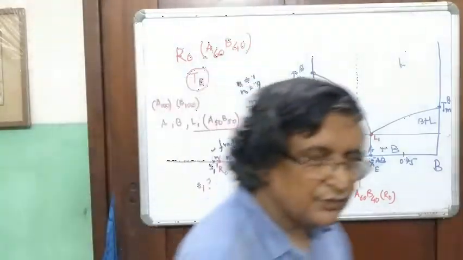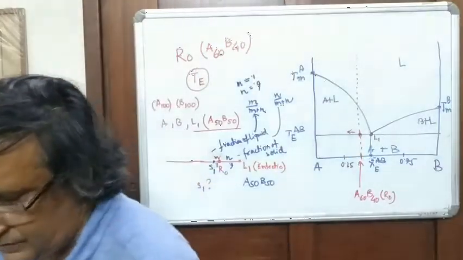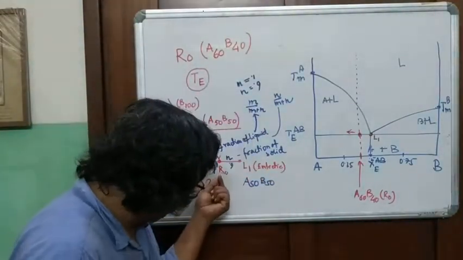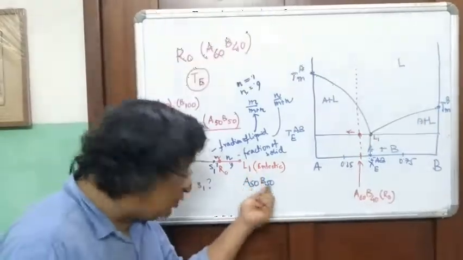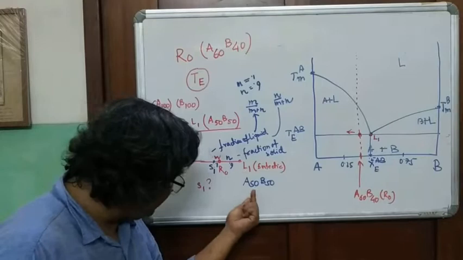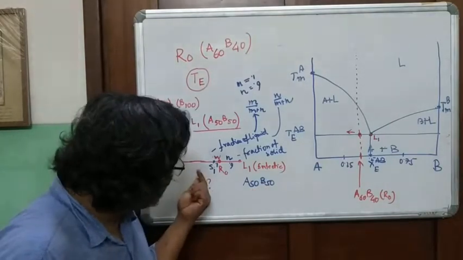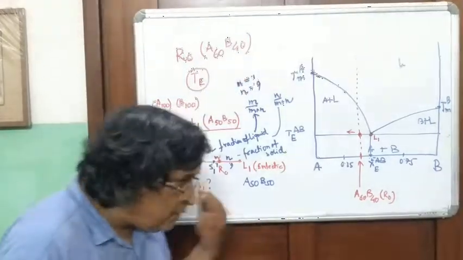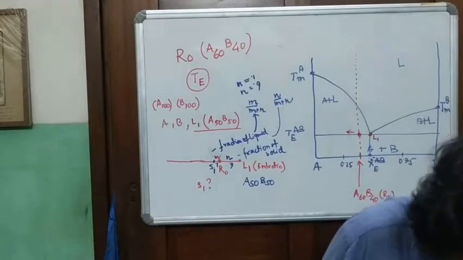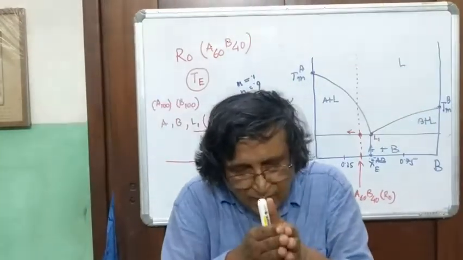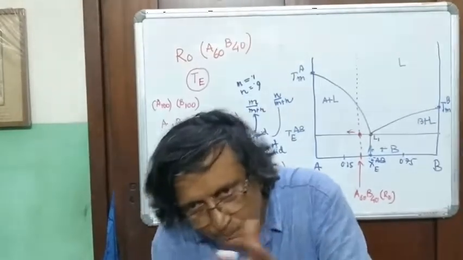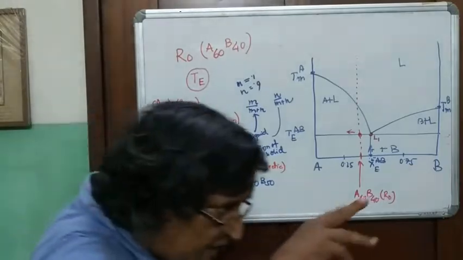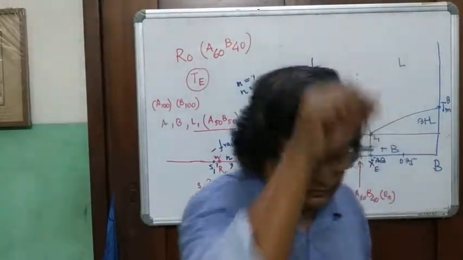Have you understood? I give you a little time to think about it. I am going back now. I have a rock. I have melted it. I know definitely that the liquid composition will be A50B50. But I also know the position of R0, A60B40. And I want to find out where will be my S1. But I know S1 contains pure A and pure B in some ratio. I want to find out where I will plot my S1.